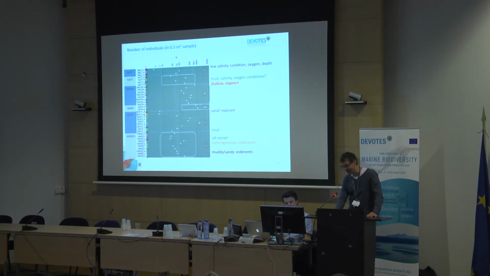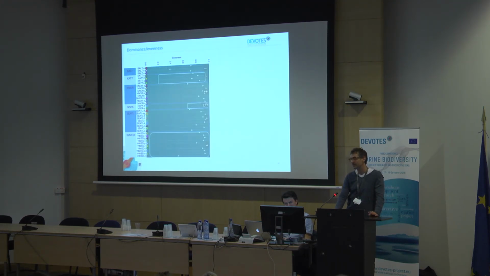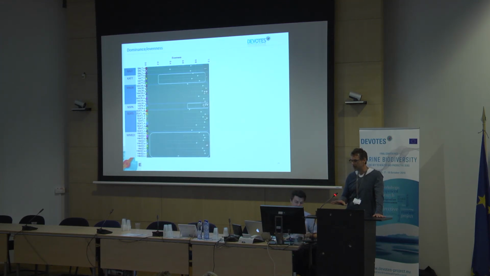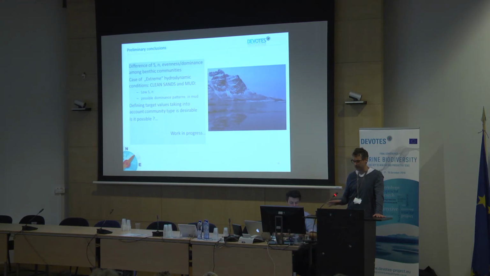Regarding the last one, which is dominance and evenness pattern, the picture shows that it's much more homogeneous than regarding number of species or number of individuals. But we have in some areas some large variability of dominance and evenness pattern.